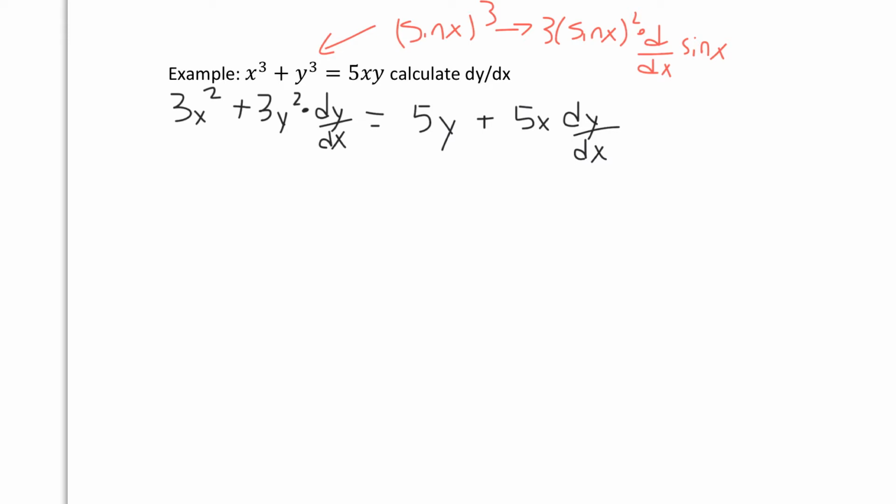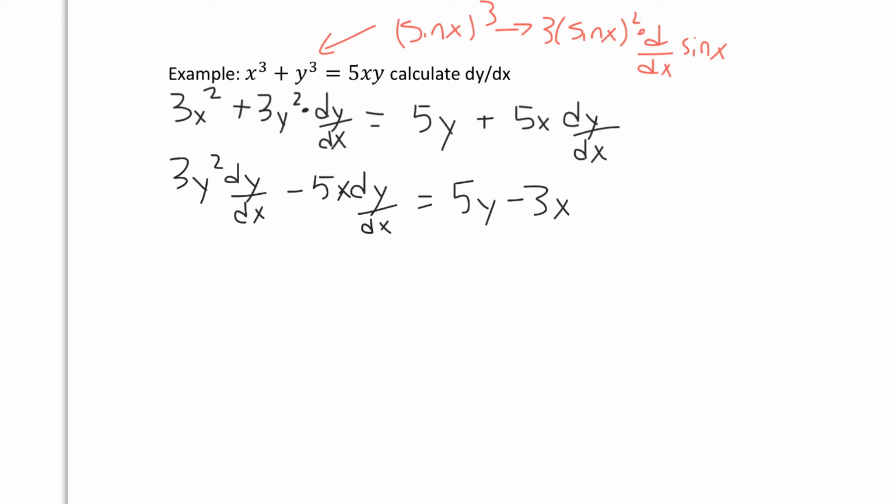Now, we're going to go ahead and move all the terms that have a dy dx to the left-hand side and everything else to the right-hand side. So notice here, this term and this term are going to go to the right-hand side because there's no dy dx with them. And this term here and this term here are going to go to the left-hand side. That's going to give us 3y squared dy dx minus 5x dy dx equals 5y minus 3x squared.